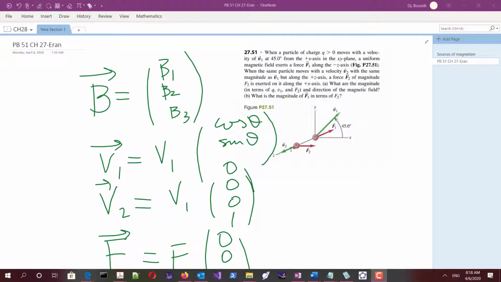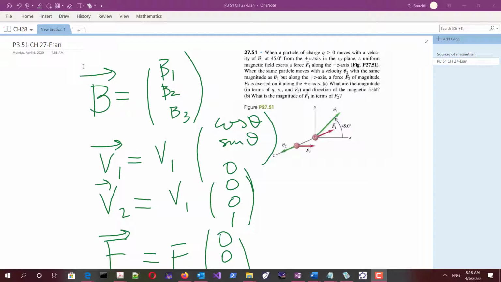And when it was moving parallel to the z-axis with velocity v2, the force that was measured, F2, was completely in the positive x direction. So that's what we're given, and we're asked to find the magnitude of the magnetic field in terms of the charge Q, which is assumed positive, so that's a critical piece of information, and V1, which has the same magnitude as V2, and F2. Finally, they want to know the relationship between these two forces, F1 and F2.